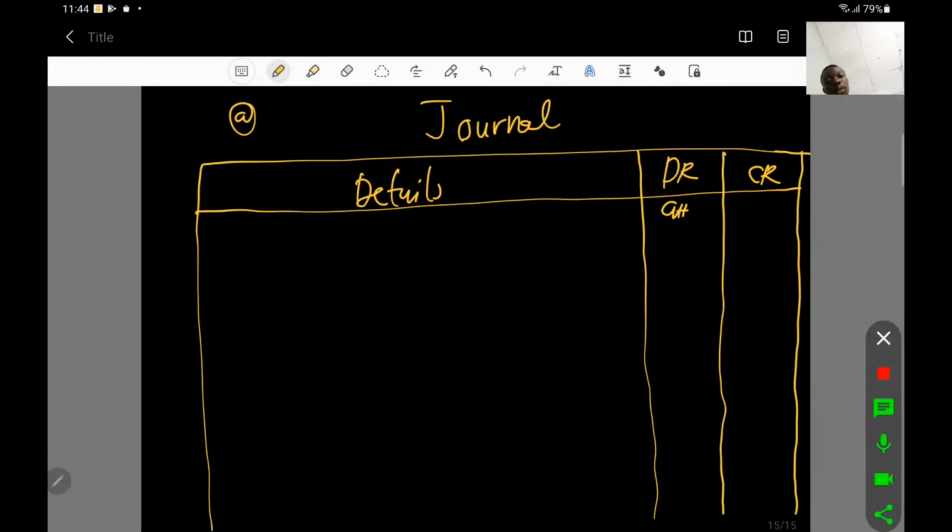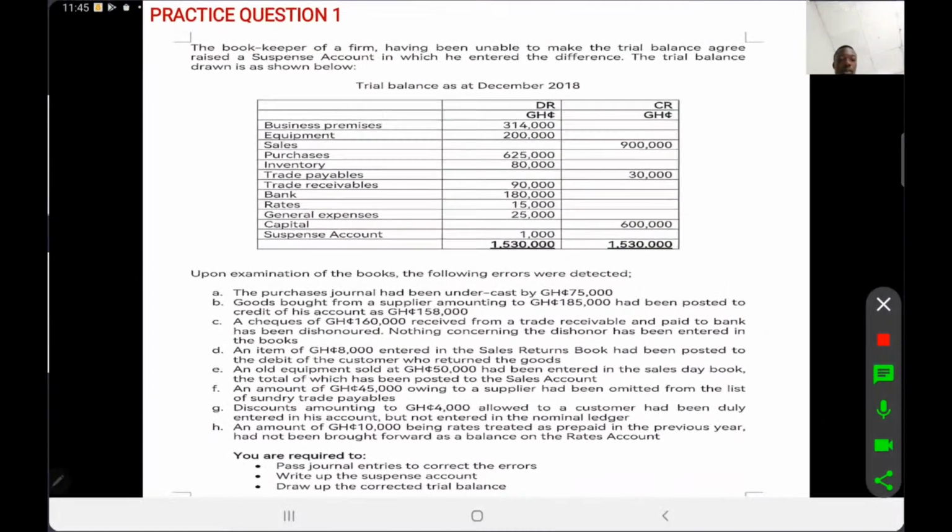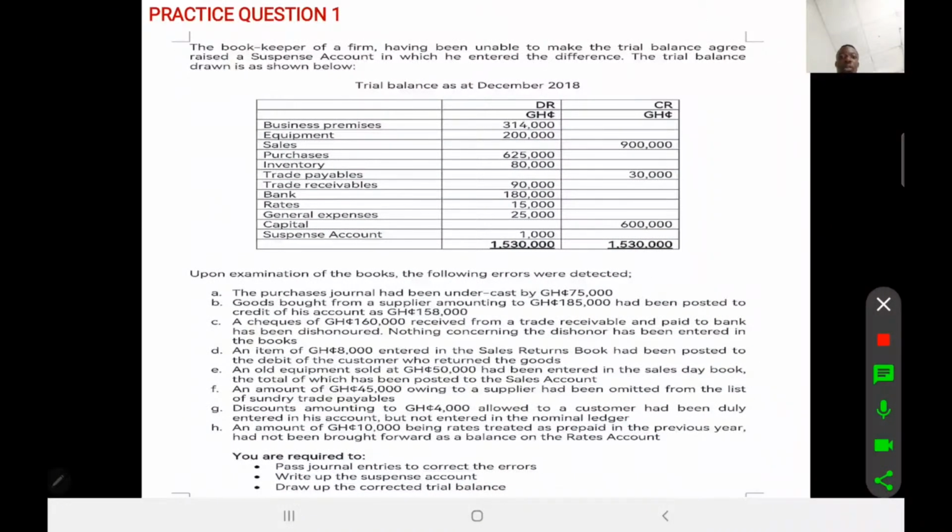So let's say the currency is Ghana cedis. So let's take your question, then let's start real quick. Or let me share the screen once again. All right. So the bookkeeper of a firm, we don't know the firm, so that's why we have started straight away, right? So this was the trial balance, and the suspense account here was 1,000.